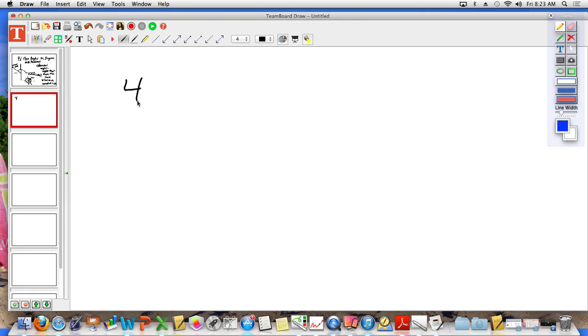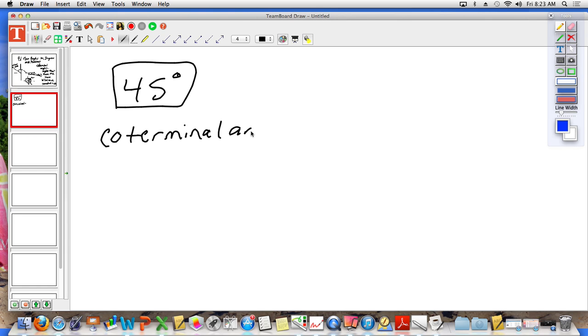Let's say you are talking again about a 45-degree angle. Let's write that down. 45 degrees. A coterminal angle would be if you took 45 degrees and added 360 degrees to it. What's 45 plus 360? 405 degrees. So 405 degrees and 45 degrees would be considered coterminal angles.